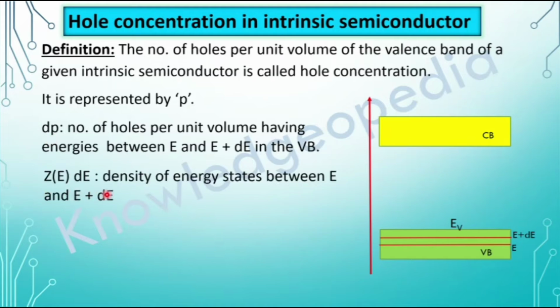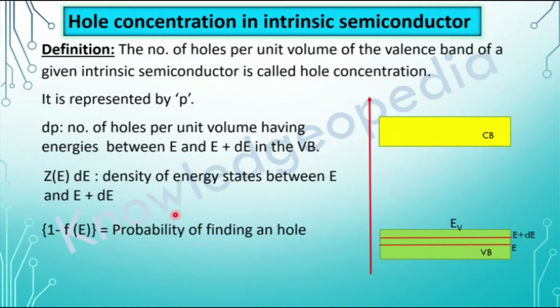Z(E)dE is the density of energy states between E and E plus dE. Here this is the energy state with energy E, this is the energy state with energy E plus dE, and Z(E)dE gives us the number of energy states available between these two energy states, hence the name density of energy states between E and E plus dE. The second quantity we need to calculate is the probability of finding a hole. What is the probability of finding a hole?